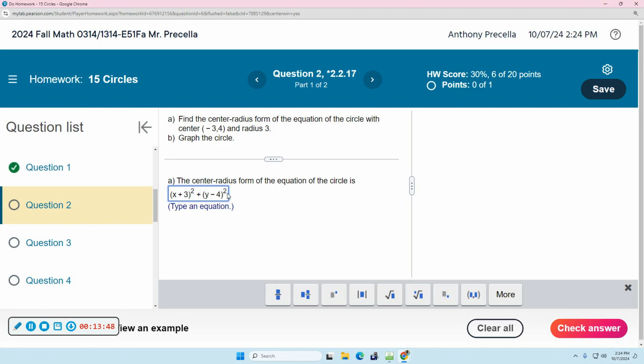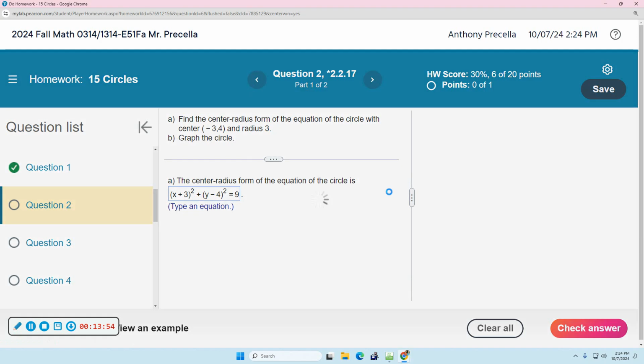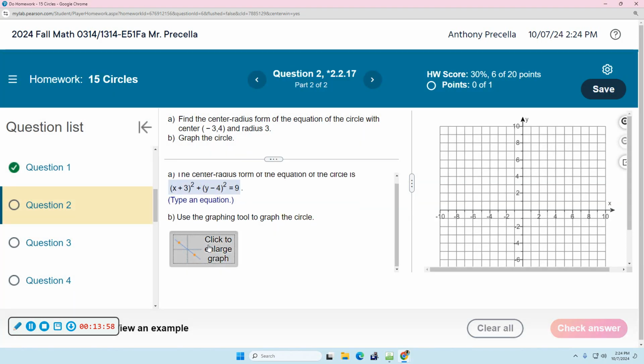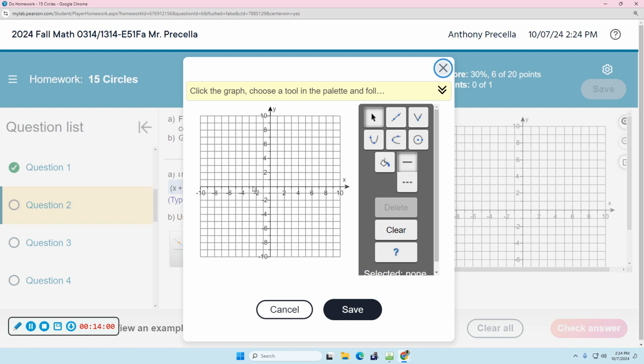Oh, wait a minute, I didn't put my equals. 9. Is that what I wanted to type? Yes, yes. So now we're going to draw the graph. Oh good, it's not so tight in here.